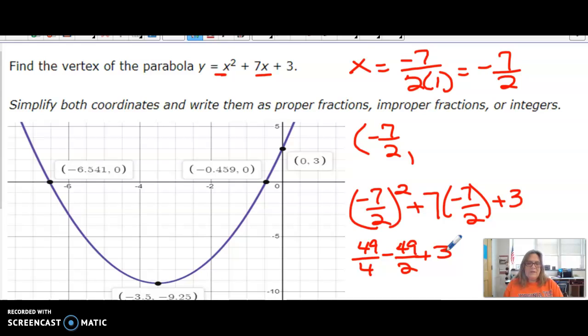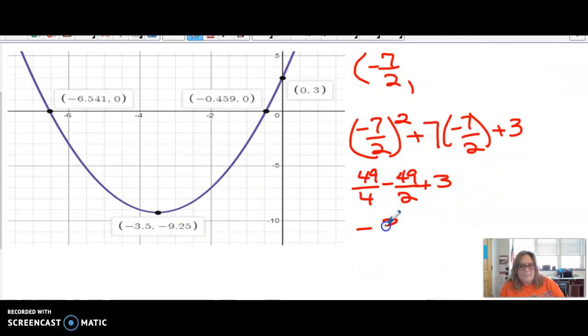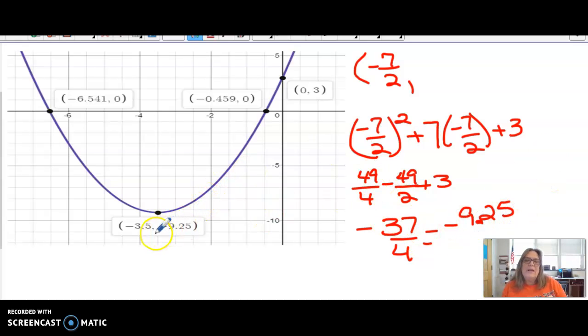I get -37 over 4, which is the same thing as -9.25. So just plugging all of this into the calculator, I can come up with that this is my vertex. So I've got it written in fractional form, and Desmos has it written in decimal form.